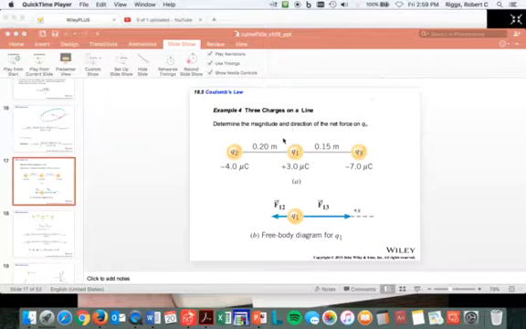Now look, three charges in a line. Remember forces. Coulomb's law gives us magnitude and direction of things. Here's a positive charge and here's a negative charge, so they're probably attracted to each other. But what we want to do is determine the magnitude and direction of the net force on Q1. So Q1 is being pulled this way, and it's also being pulled this way.